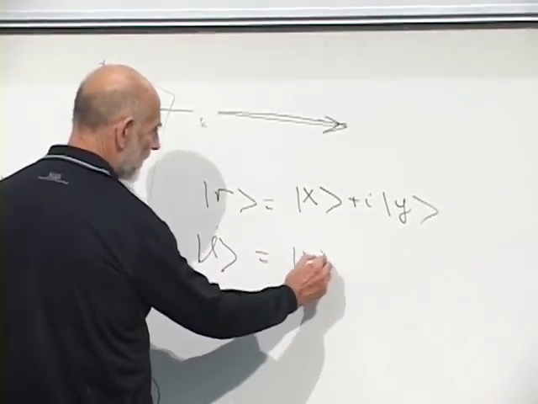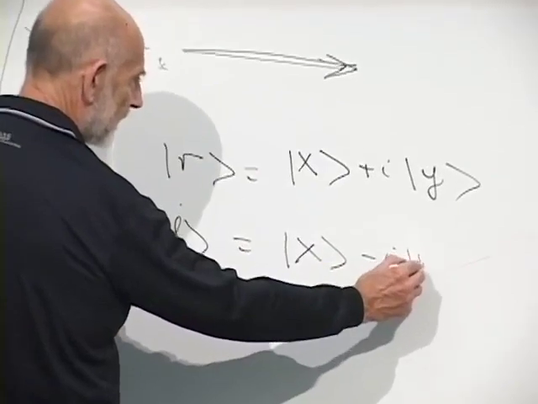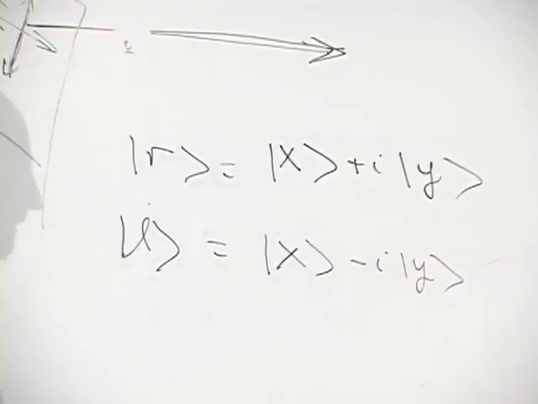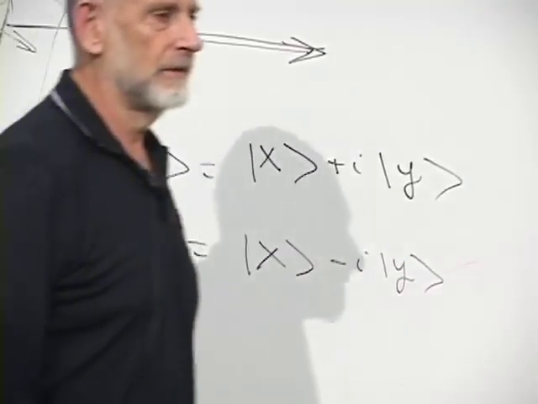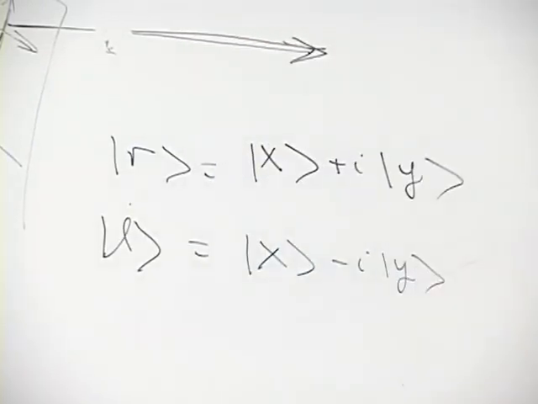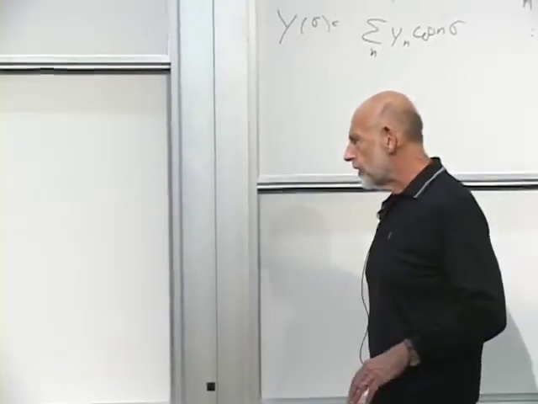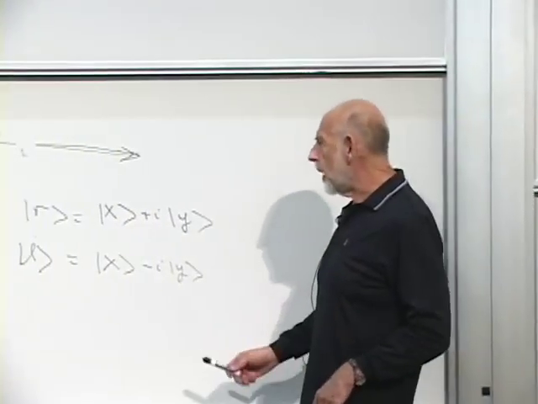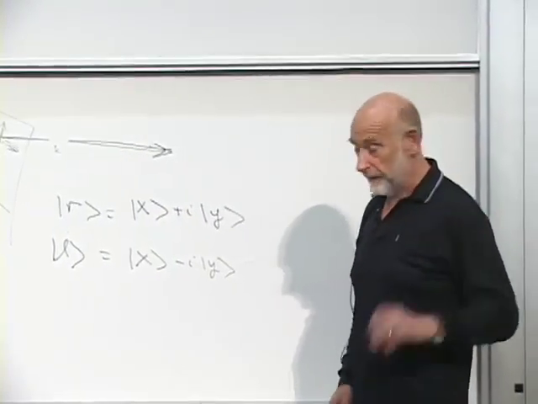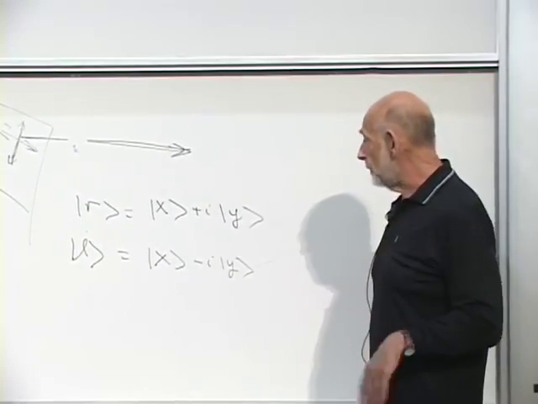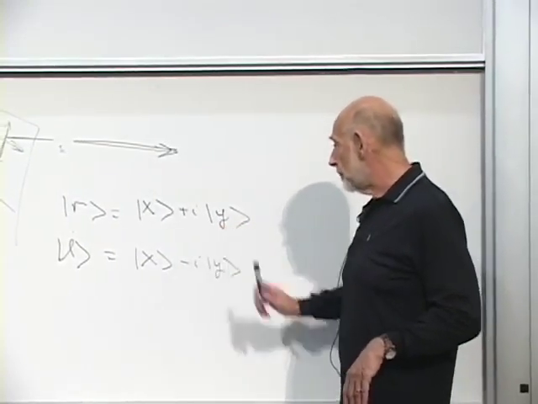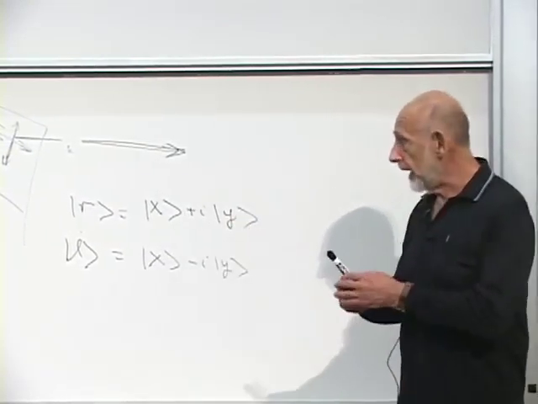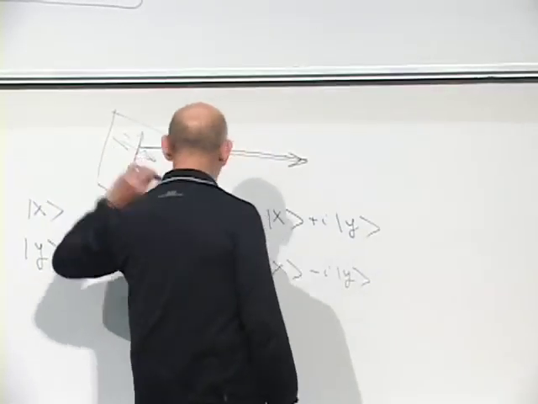Left-handed is X minus iY. Is it the same as with silver polarization, like the Stern-Gerlach experiment? No, it doesn't have anything to do with that. It's just pure circular polarization. Circular polarization is a quantum linear superposition: for each photon, a circularly polarized photon is a quantum superposition of an X-polarized photon and a Y-polarized photon.